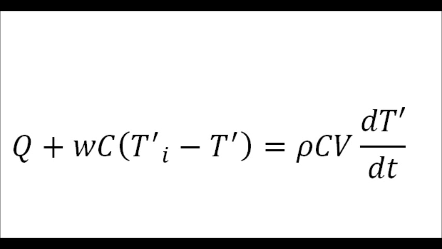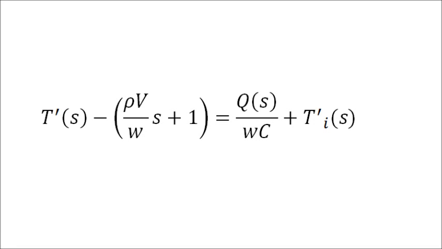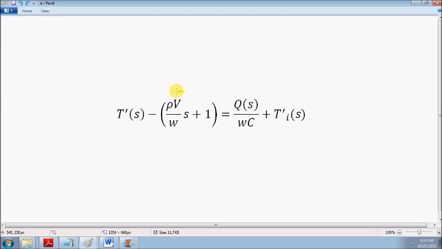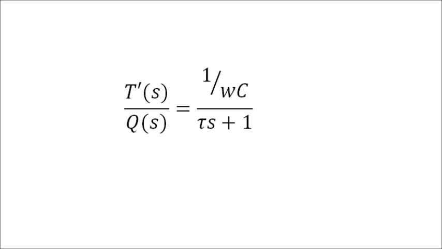From here, a Laplace transform must be done to this equation. Hence, we obtain T'(s)(ρV/w s + 1) equals Q'(s)/wC plus Ti'(s). The expression ρV/w can then be substituted with tau. Simplifying these equations, we are able to obtain a transfer function.